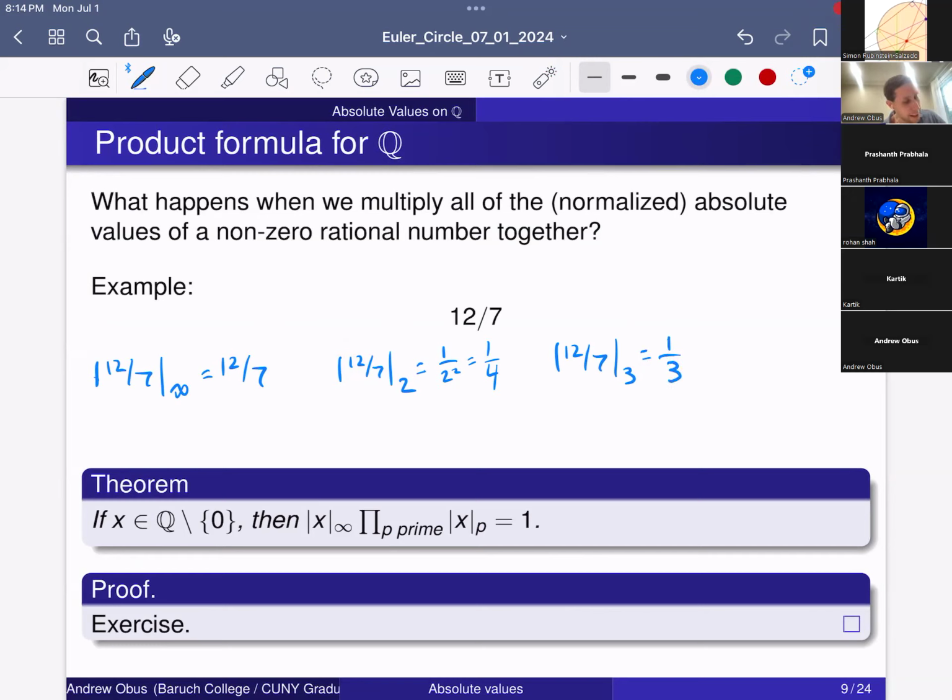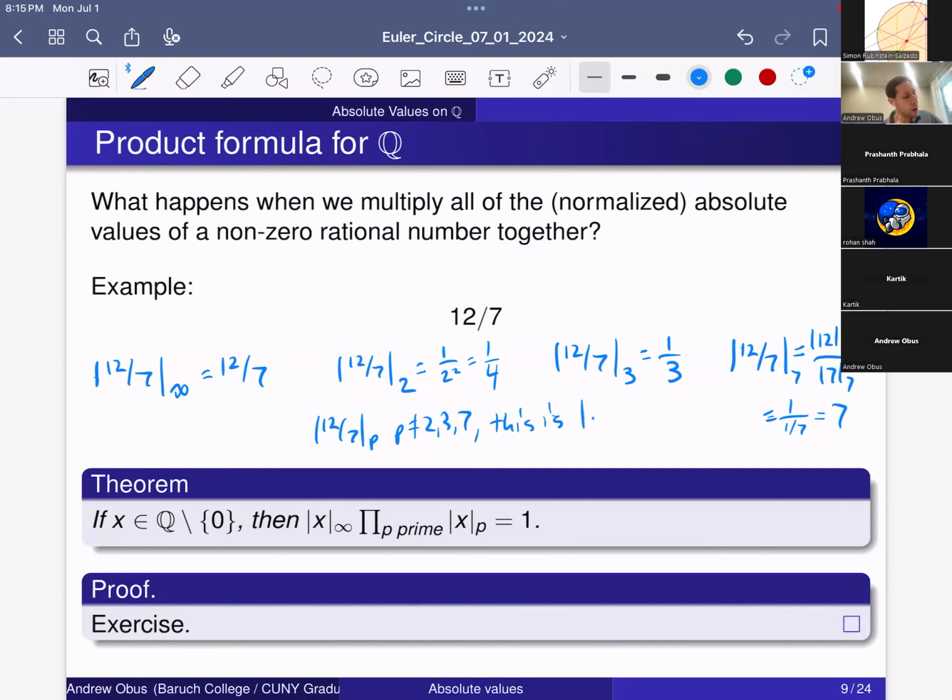And then what's the 7-adic absolute value? Well, that's the 7-adic absolute value of 12 divided by the 7-adic absolute value of 7. 12 has no factors of 7, so this absolute value is just going to be 1. And 7 has exactly one factor of 7, so it's going to be 1/7. So I'm going to get 1 over 1/7, which is going to be equal to 7. And then lastly, if I take the p-adic absolute value of 12/7 for p not equal to 2, 3, or 7, then this is just 1.